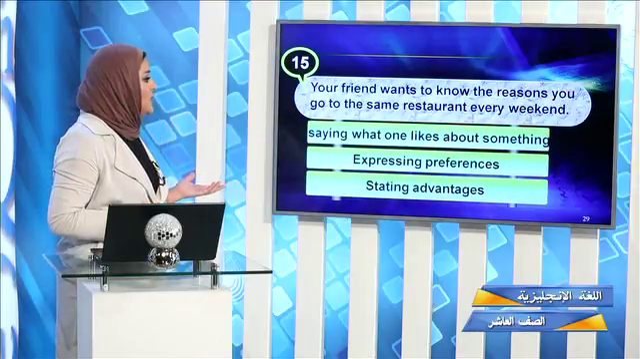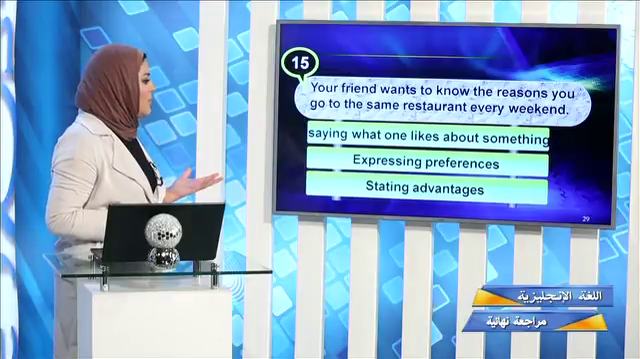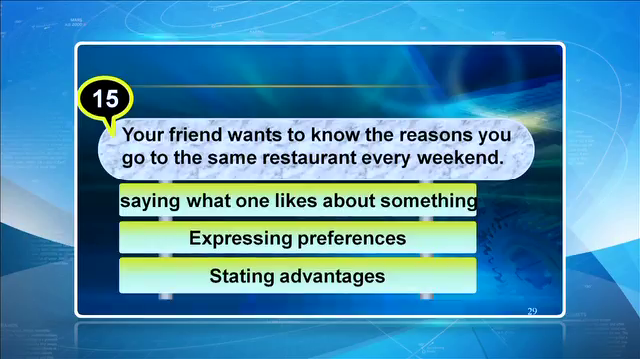Okay? So here we can say what one likes about something. We can express preferences. We can state advantages. All of these functions are appropriate. For example, you can say that because that restaurant is really good and I really love it and they serve beautiful, tasty food. This is a correct answer. So it's as easy as this.